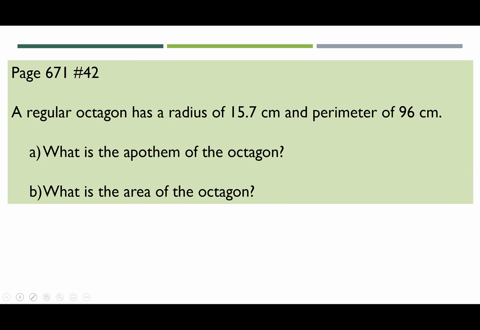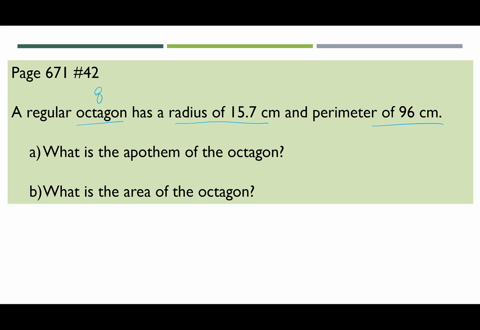All right, we're going to do one more problem on this video. It's really similar to the previous problem, except this time we're working with an octagon, which has 8 sides, and we're given the radius this time instead of the apothem. And then we still have a perimeter. This time the perimeter is 96 centimeters. This one is also from your textbook, page 671, number 42.